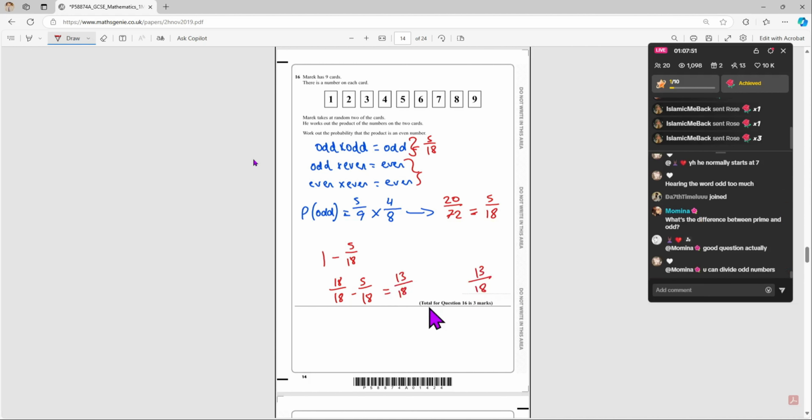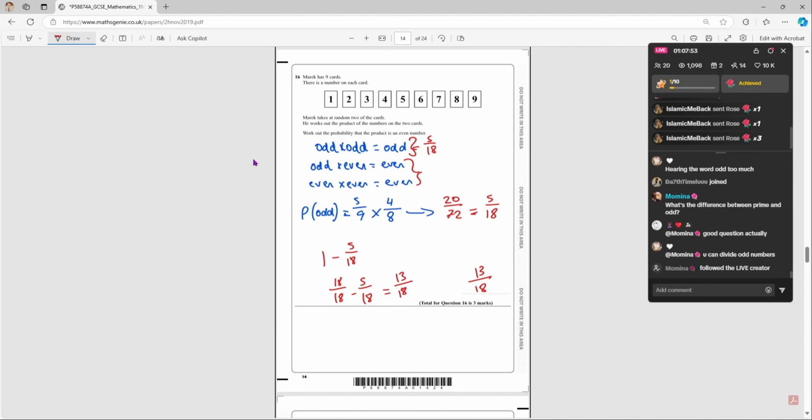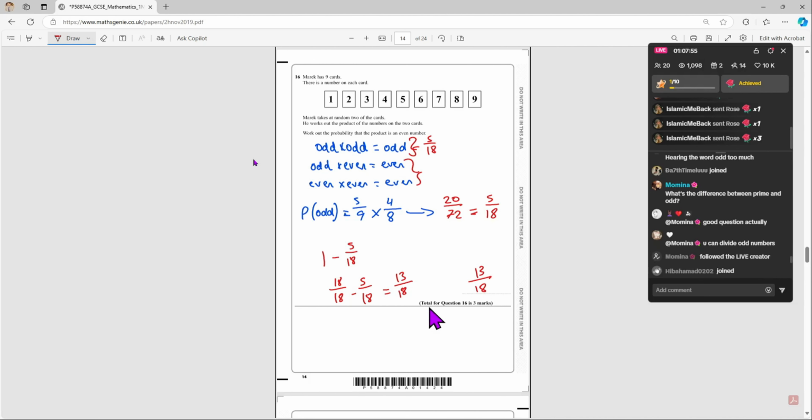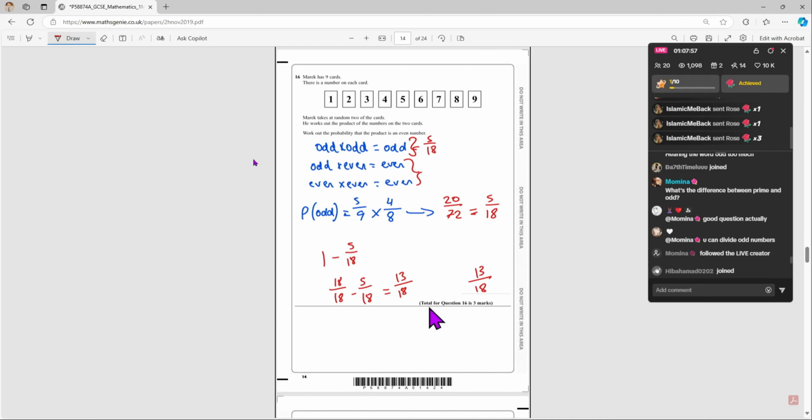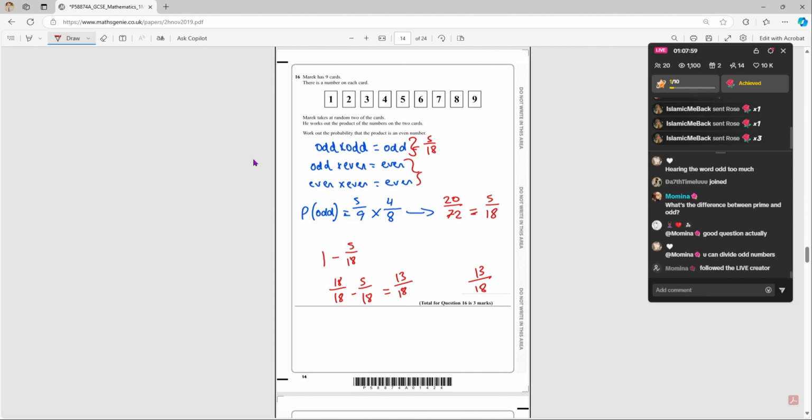So that was our answer, 13 over 18. So what's the difference between a prime number and an odd number? Actually, let me tell you this. There is only one even prime number. 2 is the only even prime number. The rest are odd. Okay?